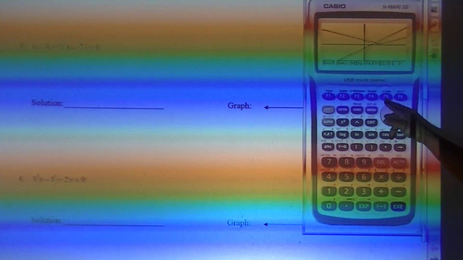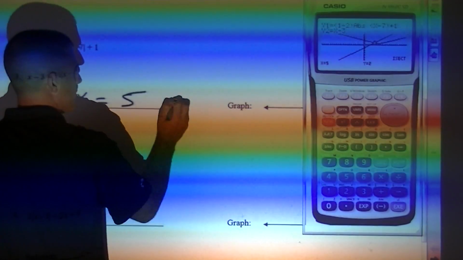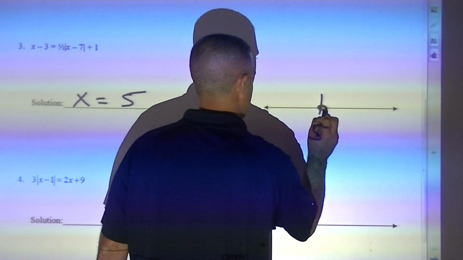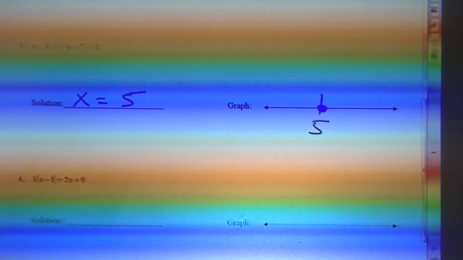I do G-solve intersect, and I've got an answer of 5. As you can see, there's only one answer there, so it's 5 with the filled in circle. Alright, moving on to number 4.